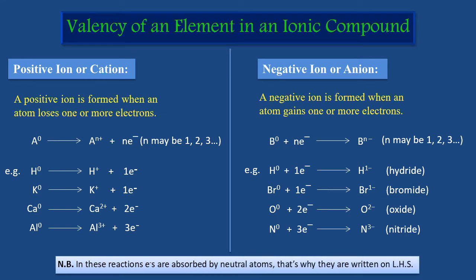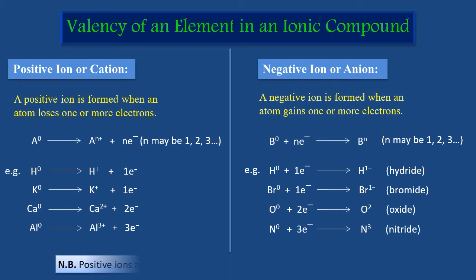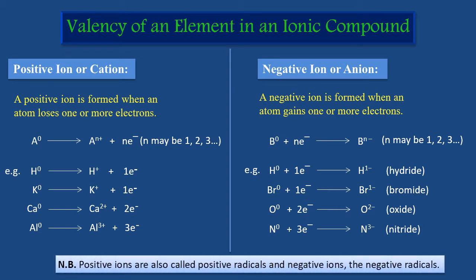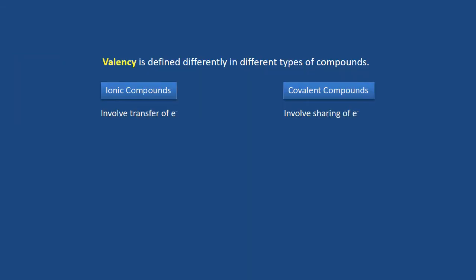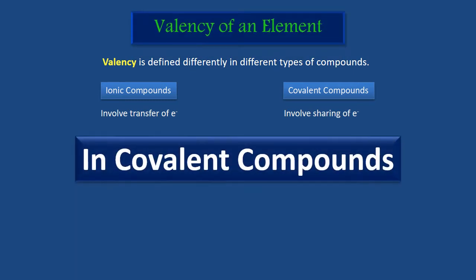Note that in these reactions, electrons are absorbed by neutral atoms. That's why they are written on the left hand side. One more thing to be noted is that positive ions are also called positive radicals and negative ions the negative radicals. Now we're going to define valency of an element in covalent compounds.